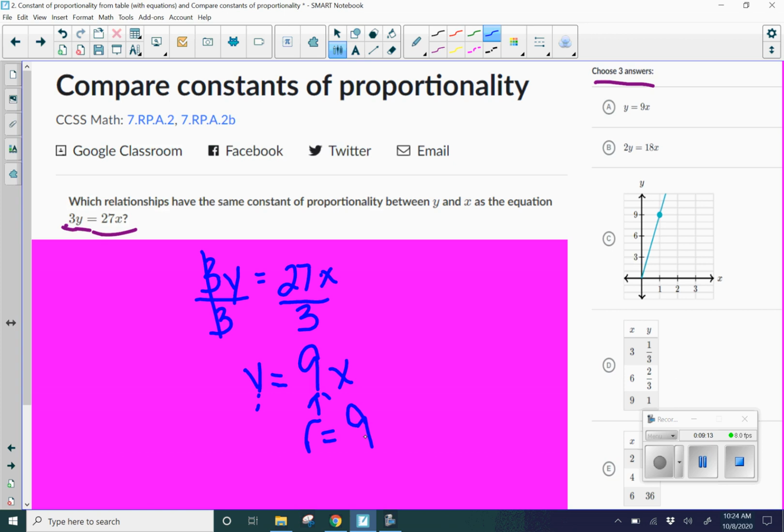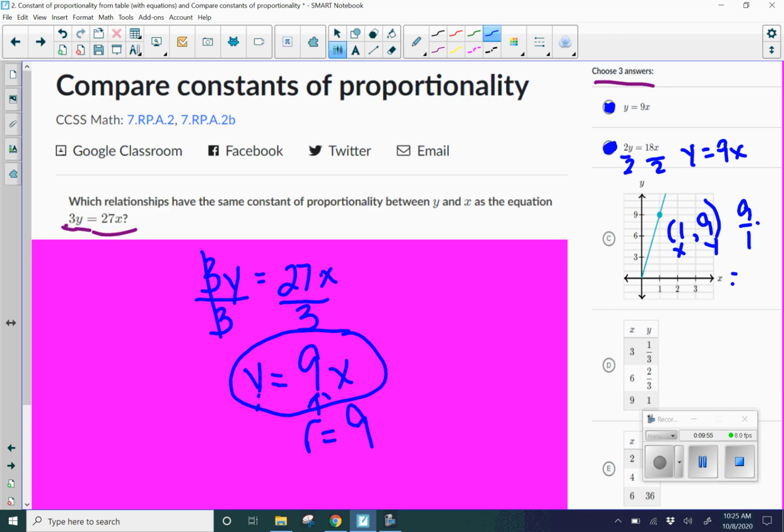So we want to find 3 answer choices that have the same exact constant of proportionality. So if you look at answer choice A, y equals 9x, well, that's the same thing we have right here once we simplified. So A is correct. 2y equals 18x. Well, if I get y by itself here, again, that leaves me with y equals 9x. So B is also correct. Now we're looking at one more. So let's take a look here. I can see my point is at 1, 9. And we know that to find our constant of proportionality, we're just dividing y by x. So if I divide 9 by 1, that gives me a constant of 9. So A, B, and C would be the correct answers here.